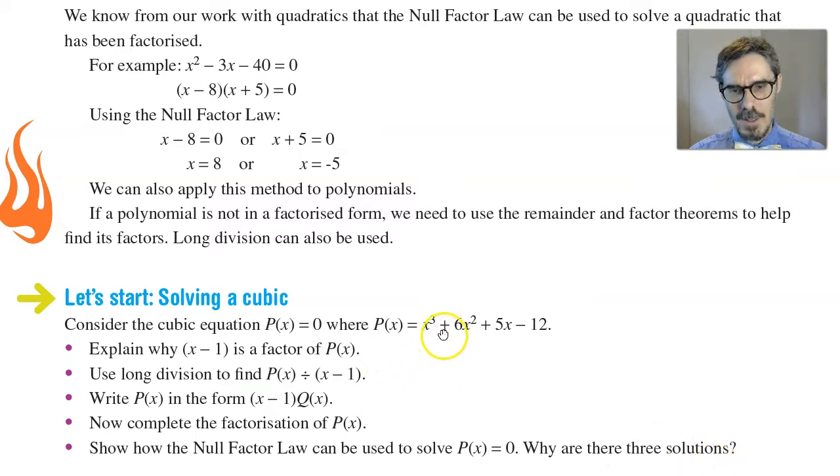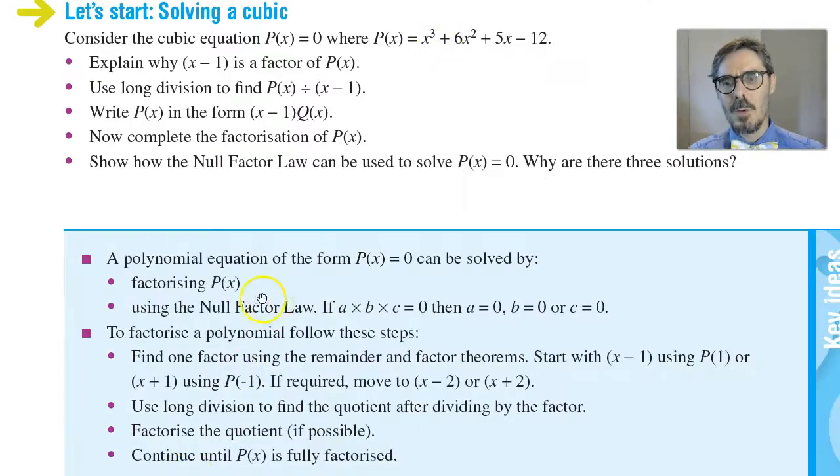In general, a polynomial of degree n will have n solutions. Sometimes a solution is repeated. We're going to use this as a general strategy. We're going to solve a polynomial equation, polynomial equal to 0, by factorising the polynomial and then using the null factor law.